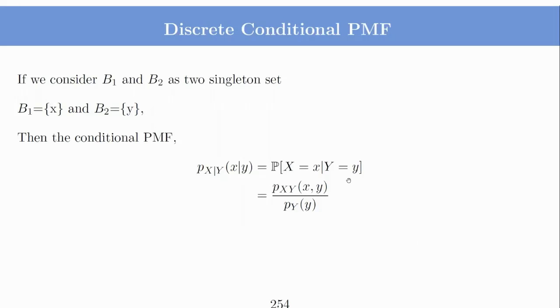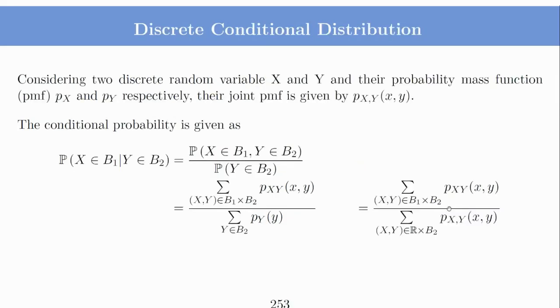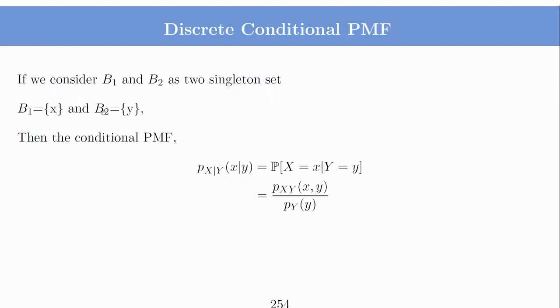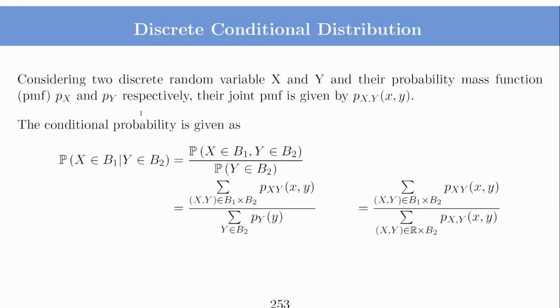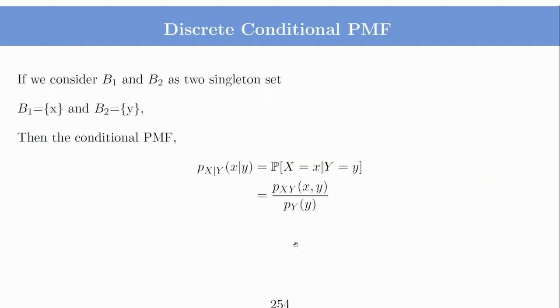If we put this back in the expression, since B1 and B2 are singleton elements, this summation is just over a single element (x, y), and similarly the denominator is also over a single element y. So this becomes the joint PMF at (x, y) divided by the PMF of Y at small y.